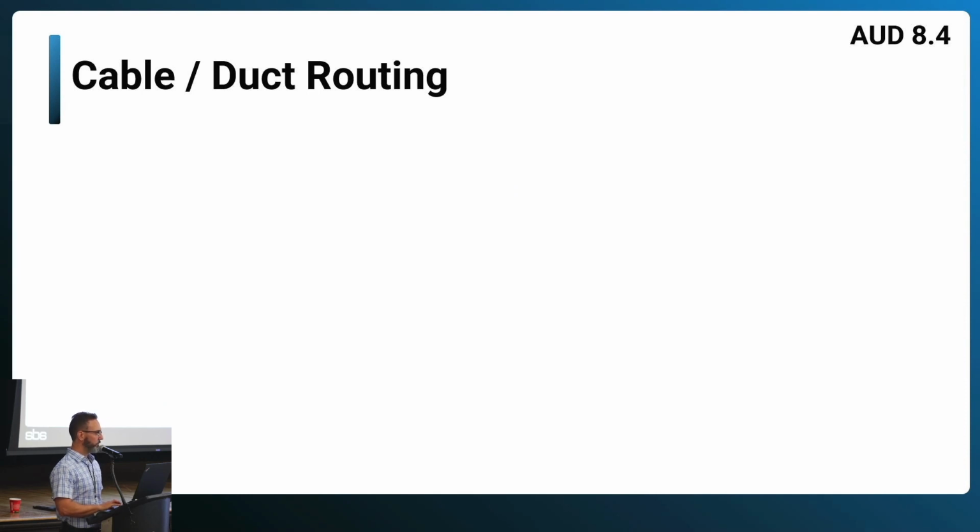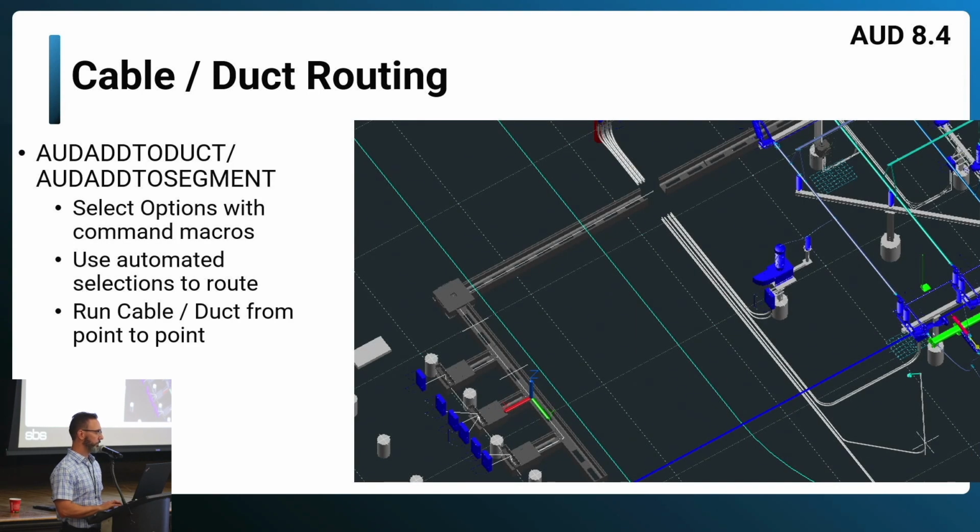So the cable duct routing functionality is really an enhancement to the AUD add to duct and add to segment commands. And these have always been available. I think a lot of folks have used these to lay out kind of a skeleton network and then add in conduits, add in cables. But what this allows is to use any of the more advanced selection functions to drive that. And then what that allows you to do is then use functionality like a trace.